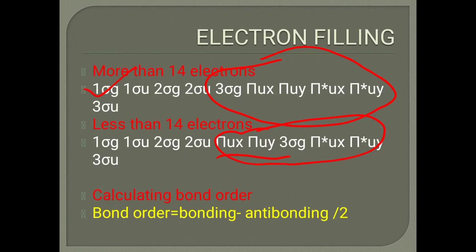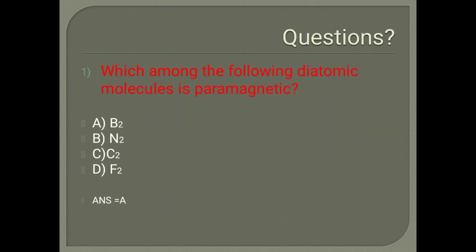Now to calculate bond order, the formula is bonding minus anti-bonding, divided by 2. So let us solve some problems based on the topic that I have taught. First problem: which among the following diatomic molecules is paramagnetic? The answer is shown here, but I will tell you how to solve. First say boron, B2. Each boron has atomic number 5, so two borons have 10.